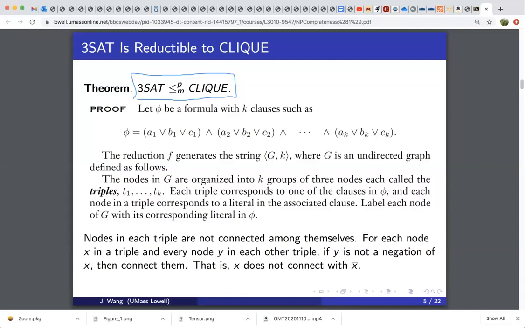So in order to reduce 3SAT to CLIQUE, what it really means here is that for any Boolean formula in 3SAT, for any instance or for any 3CNF formula, we want to know that phi is in 3SAT if and only if, under this reduction F, it's in CLIQUE.